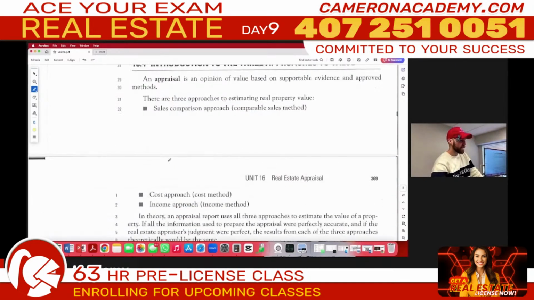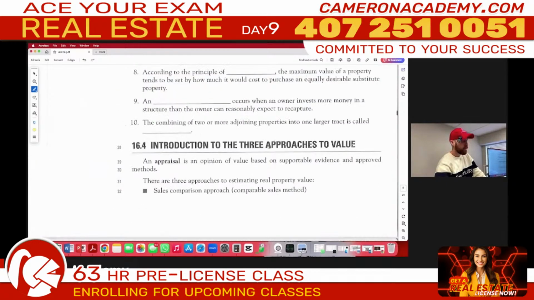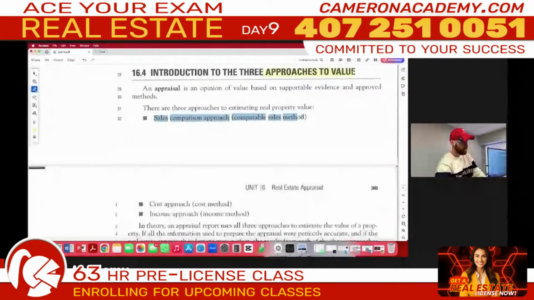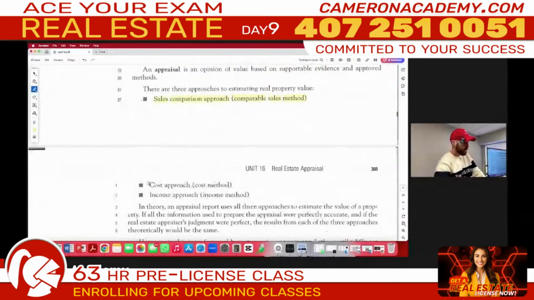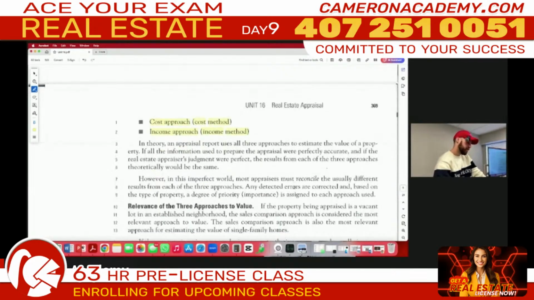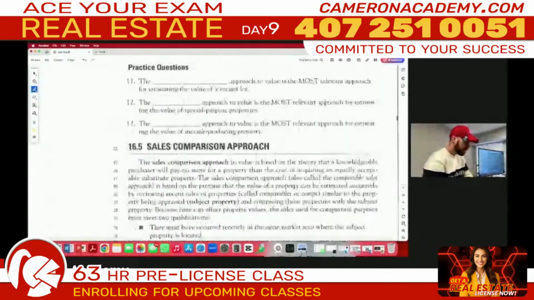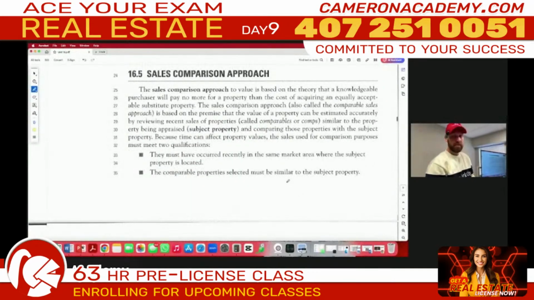But this is what I wanted to get to in this unit. This is the whole purpose of this unit, in my opinion, is these three methods. They call them approaches to estimating real property value. The sales comparison approach, it's called the comparable sales method. The cost depreciation approach, called the cost approach or the cost method. And the income capitalization approach, or income approach or income method. Let's go through each one. Starting with the sales comparison approach.